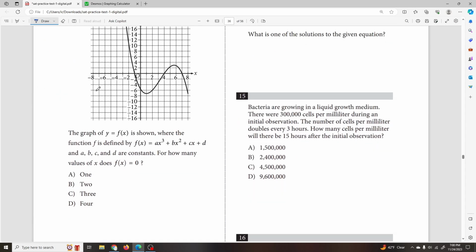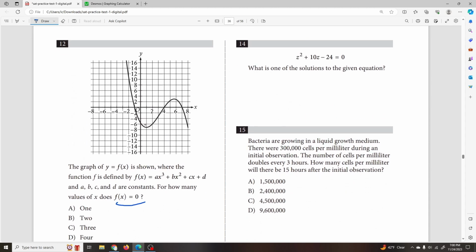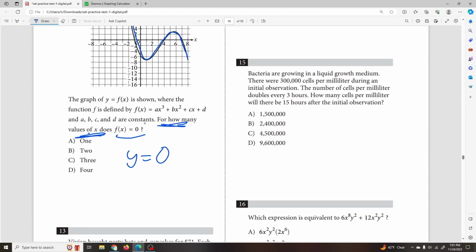Moving on to number 12, it says the graph of y is equal to f of x is shown where the function f is defined by f of x is equal to a times x to the power of 3 plus b times x to the second power plus cx plus d. A, B, C, and D are constants. For how many values of x is f of x equal to 0? All right. So here we have just this unknown equation, and it's just asking me how many times is y equal to 0, or how many times is f of x equal to 0.